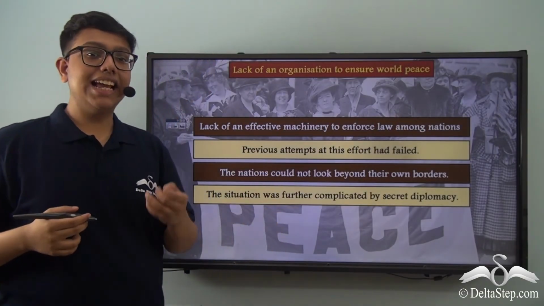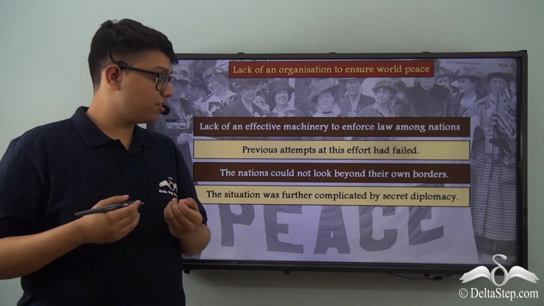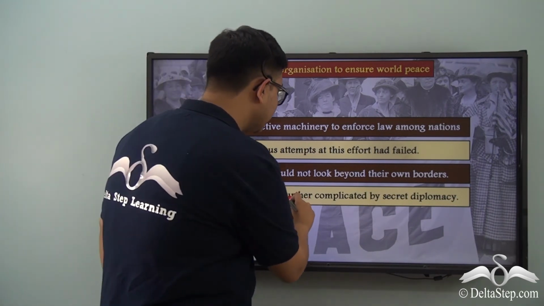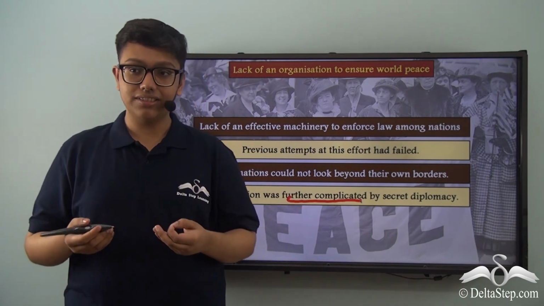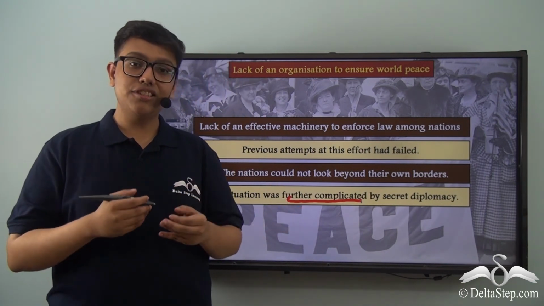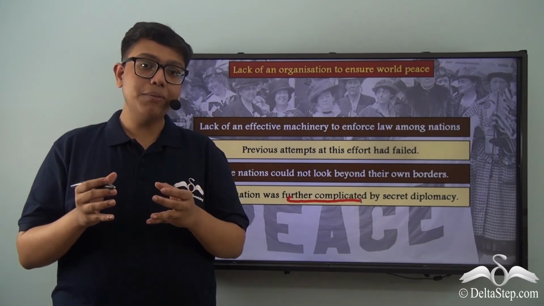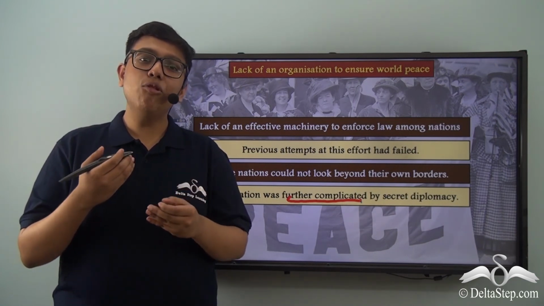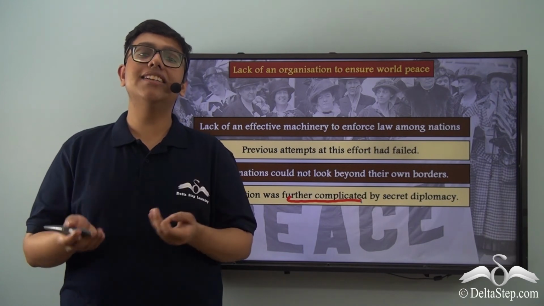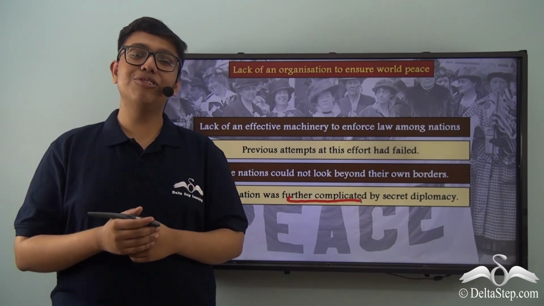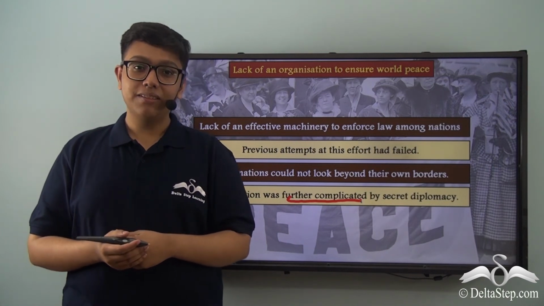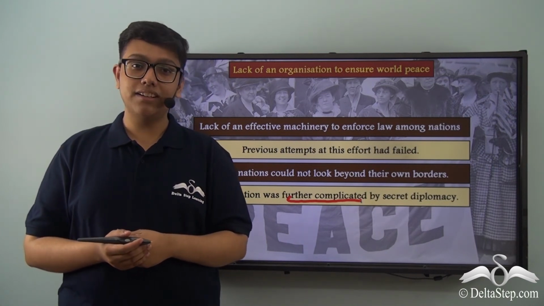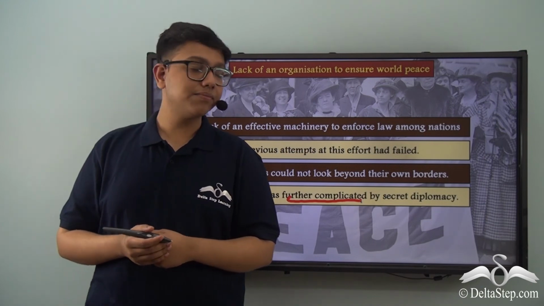Finally, we see that the existing situation which we just mentioned was further complicated by the conduct of secret diplomatic negotiations, as these negotiations pushed the world away from the achievement of world peace and more towards secret war alliances. So what we can therefore say is that the world had time to prepare for a world war, but had no time to spare to ensure world peace.